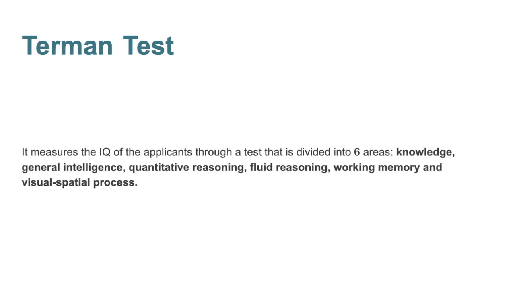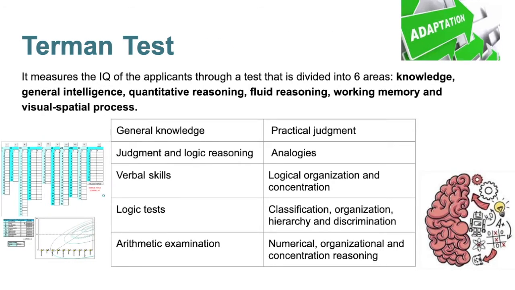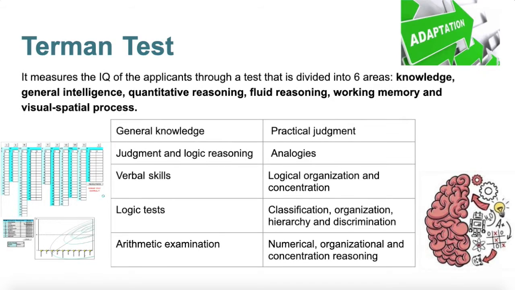The first standardized assessment is the determined test, which seeks to collect information about the mental adaptability of candidates to problems. This is evaluated in 6 areas: knowledge, general intelligence, fluid reasoning, working memory, quantitative reasoning, and visual spatial process.